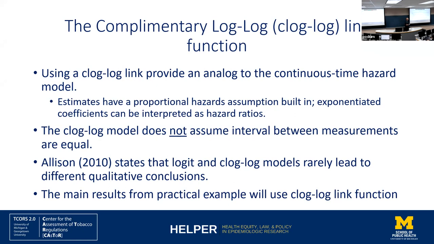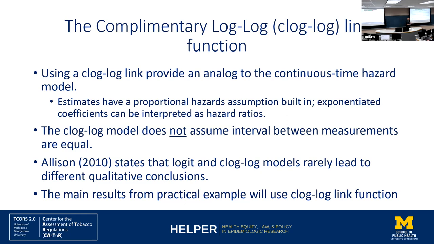This provides an analog to the continuous time survival model, like I've already said a couple of times. Estimates have a proportional hazard assumption built in. When you exponentiate the coefficients, you can interpret them as hazard ratios. So it looks very much in practice like a Cox model. It does not assume equal intervals between measurement periods, so it's not violating that assumption.